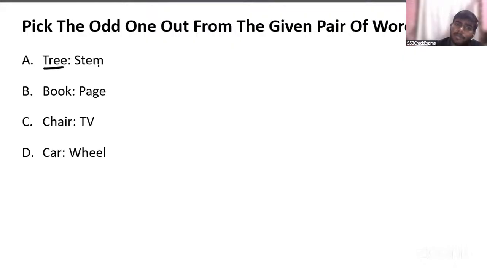Tree contains stand. Coach book contains page. Chair, TV. No, no, this is not. Car contains wheels. Okay, this will be my answer. It is talking about containing.